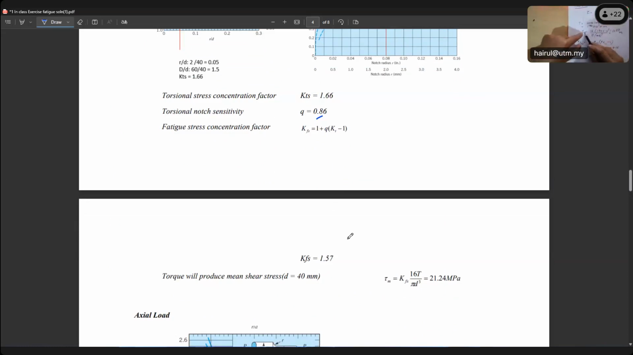Then you kena kali dengan raw torsion 13.53 megapascal. So you punya torsional stress, ini semua cerita shoulder, belum notch lagi. So you understand what I'm talking about. Ini baru shoulder. Torsional stress is KF torsion times you punya torsional stress yang raw just now. Raw we calculate 13.53. So our KFTS 1.57. So we got the value in your solution is yang ni. Nampak tak? 21.24 megapascal. Megapascal already calculated for you. 21.24 megapascal. Itu torsional stress.